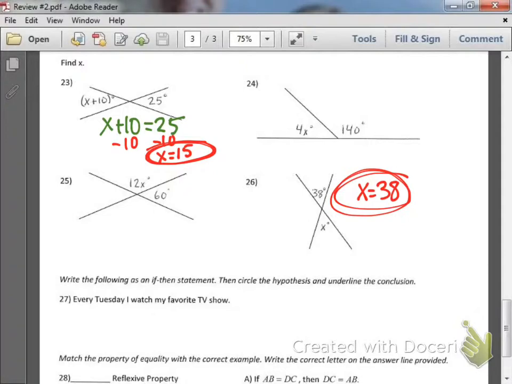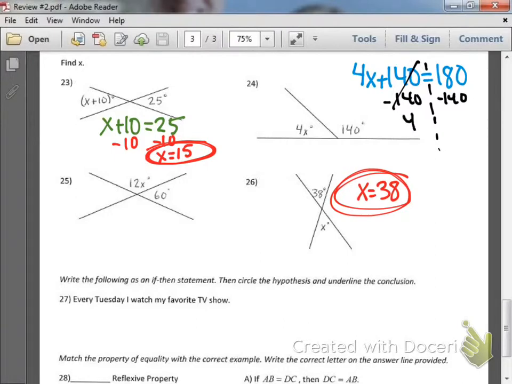Now, 24 and 25 are very different because they're not vertical angles. What are they? Linear pairs. Linear pairs add together to give me what? 180. So now you're setting up a totally different type of equation to find the x. So I need to subtract 140. And then divide by 4. So I am getting that x equals 10. What's the relationship here?